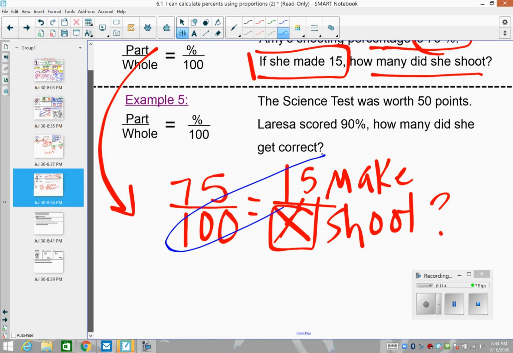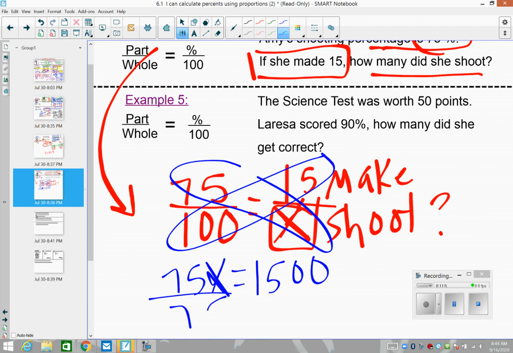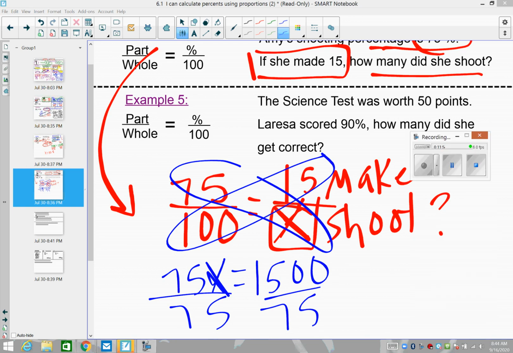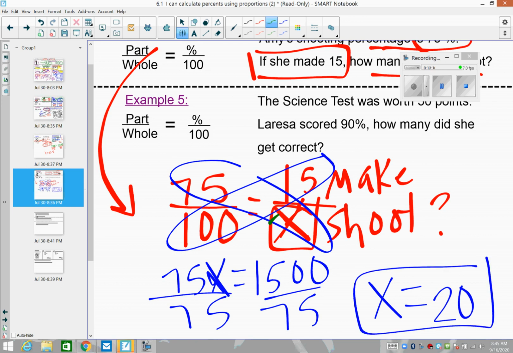So if we take cross products and solve, we would go 75x is equal to 1,500. We divide both sides by 75. We're looking for how many shots did Amy take. So when we take cross products and solve here, 1,500 divided by 75 means that Amy shot the basketball 20 times. She made 15, so she has a 75% make shooting percentage. So that's how many she shot. That's how we would do cross products to find the unknown value.